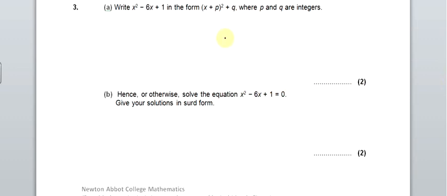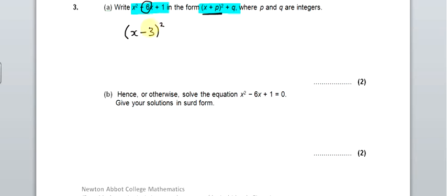Question 3. We're asked to write this quadratic expression in this form, and this is called completed square form. So very straightforward. Start off with the bracket and the x, and then we halve the coefficient of x, so that's minus 3. Half of minus 6 is minus 3. Then we put the squared, and hopefully you can see that I've done that bit now.